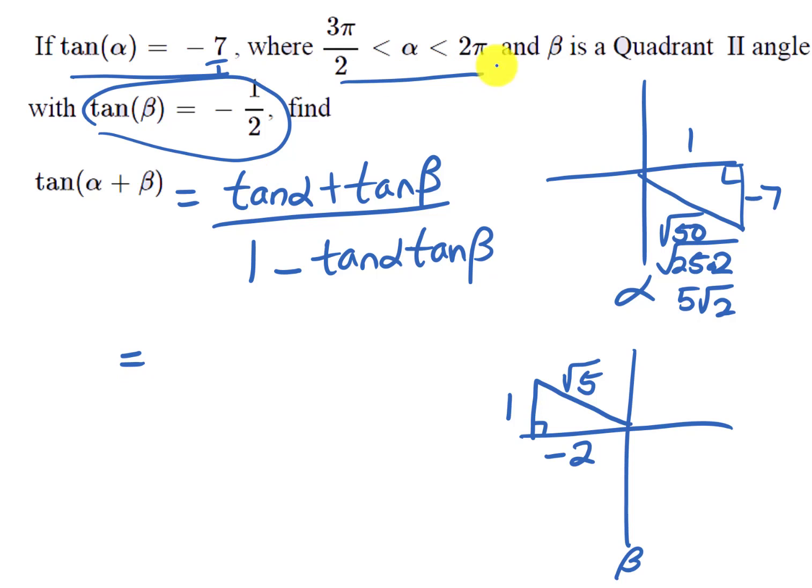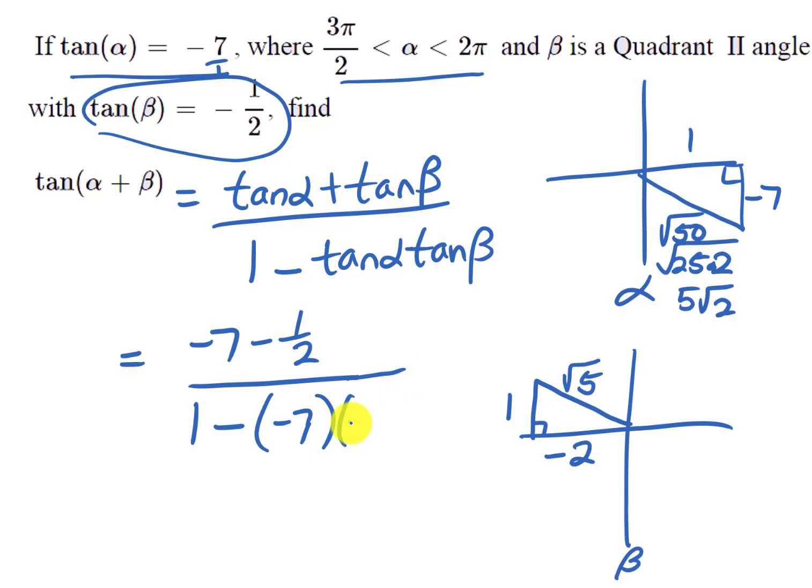We can just go ahead and substitute from the info given. Tangent alpha is -7 plus tangent beta, which is -1/2, and that's over 1 minus tangent alpha, that was -7, times tangent beta, and that was -1/2. Because those were the two things they gave us, we can just plug them into the formula. Now let's go ahead and simplify this.